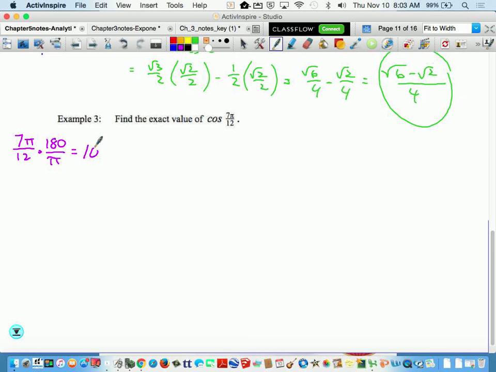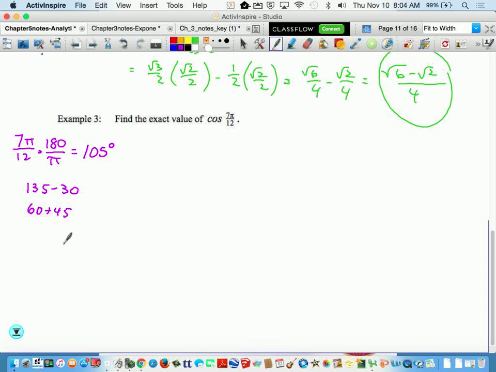So we're talking about 105 degrees. What are some combinations that will get me to 105 degrees? 135 minus 30. 90 plus 15. Oh, wait, no. 60 plus 45. And there are other combinations.